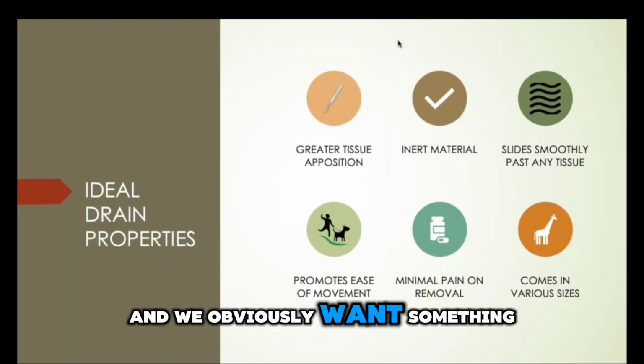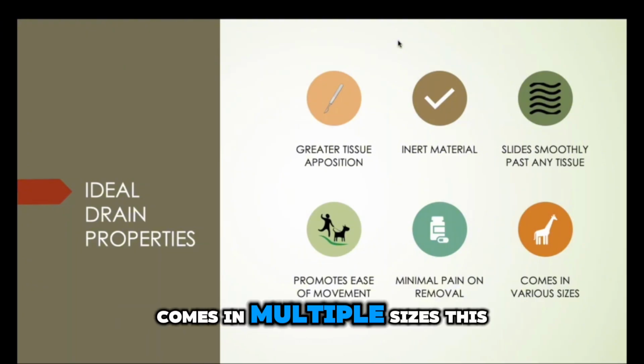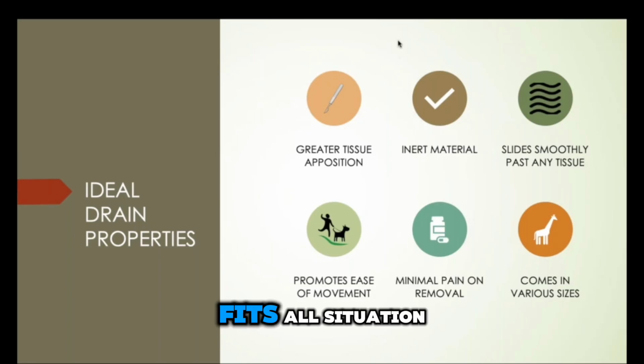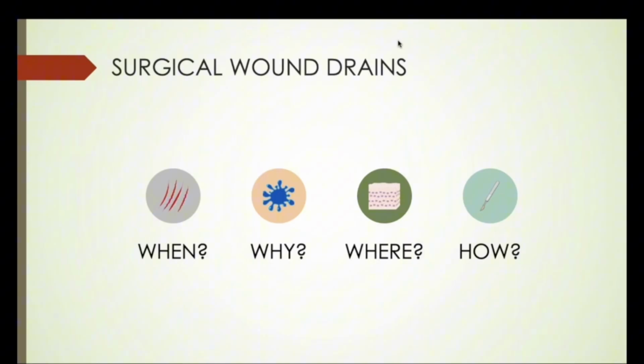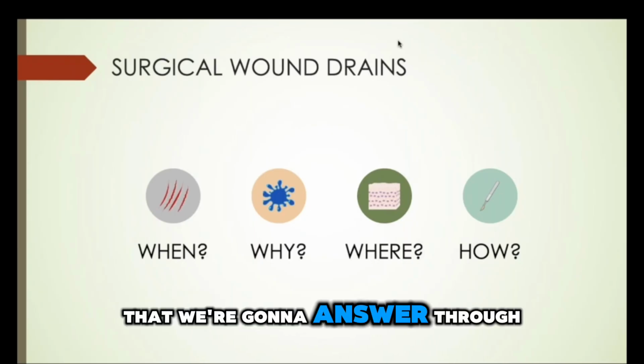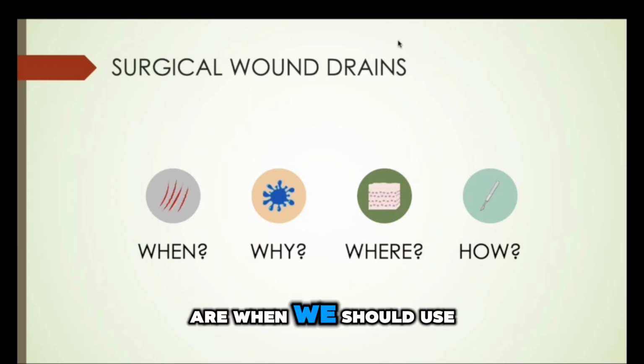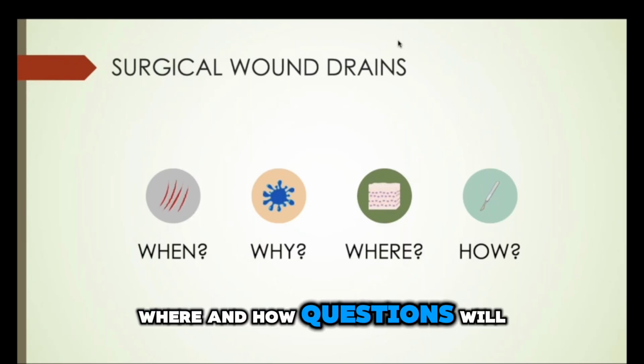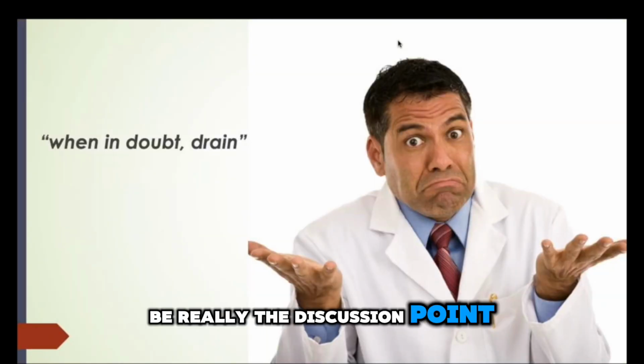And we obviously want something that comes in multiple sizes. This is not a one-size-fits-all situation. We're dealing with little tiny puppies or cats all the way up to the giant breed dogs. So some of the questions that we're going to answer through this webinar are when we should use a drain, why we should or shouldn't use a drain, where do we use them, how do we use them. The typical when, why, where, and how questions will be really the discussion point.